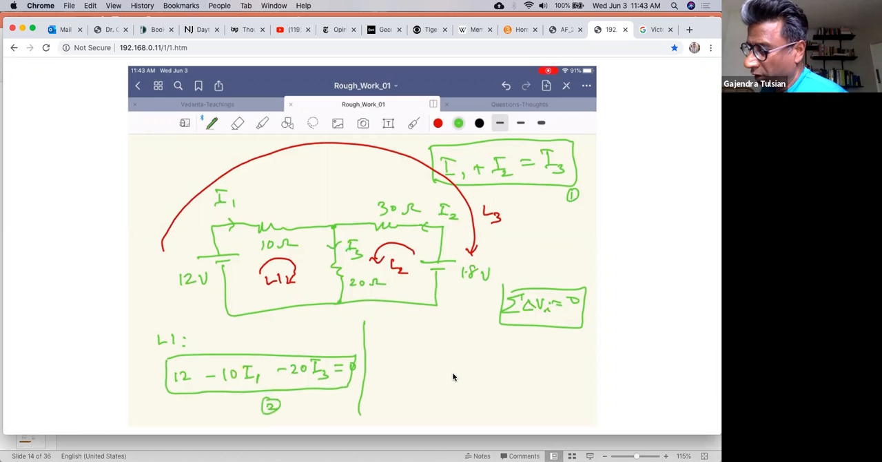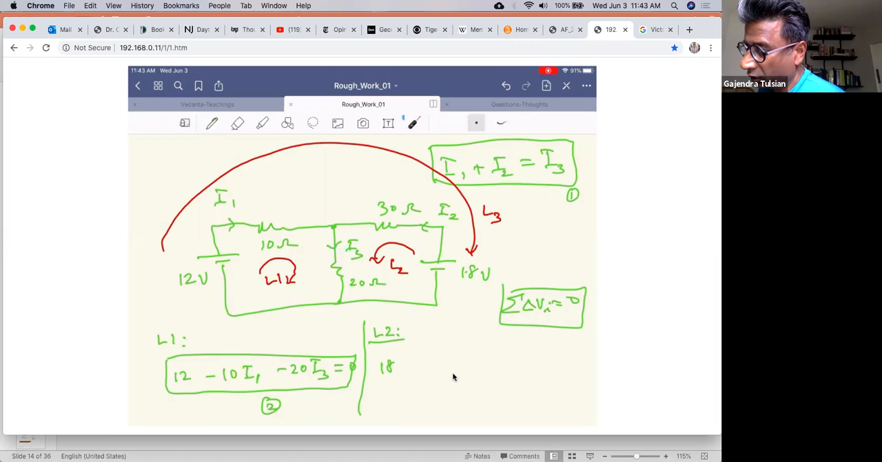Now let's apply the same thing to loop 2. We'll start here. Again, it doesn't matter where you start, and it doesn't matter which way you traverse the loop. We'll go across this element. You're going from low to high voltage, so it's plus 18 volts.